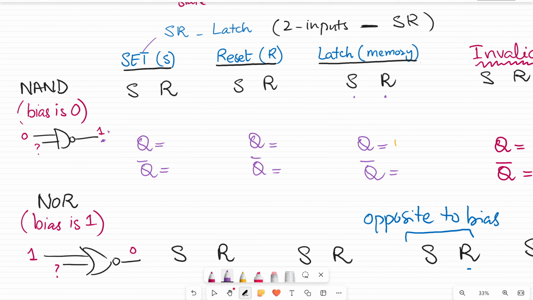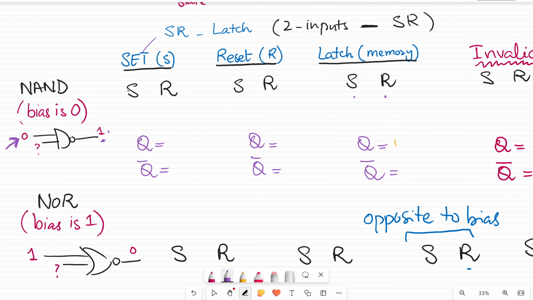So let's start our journey of the latches with a very simple concept. If we are dealing with a NAND gate latch, what is the bias of a NAND gate? We know that whenever the NAND gate has an input 0, it will always produce an output 1.